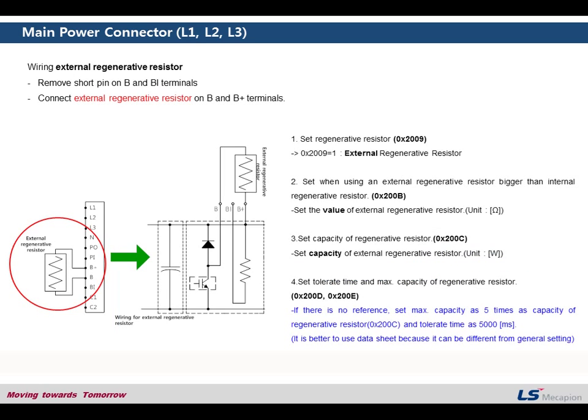This case is to use external regenerative resistor. This is also very simple. The first thing you should do is to remove short pin on B and PI terminals. And connect the external resistor on B and B plus terminal. You see the B and B plus, and this is the external regenerative resistor. And the second step is setting 2009 as 1, which means using external regenerative resistor.